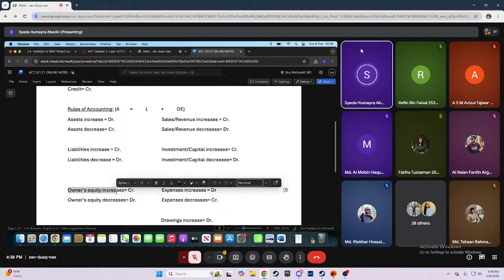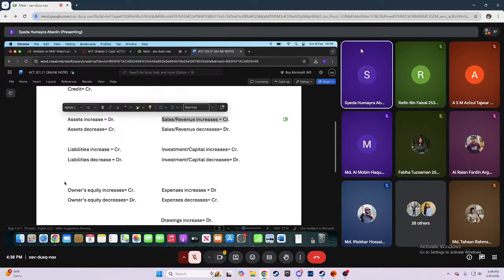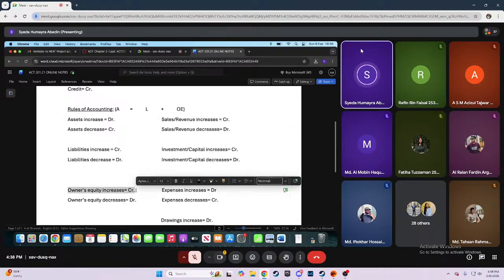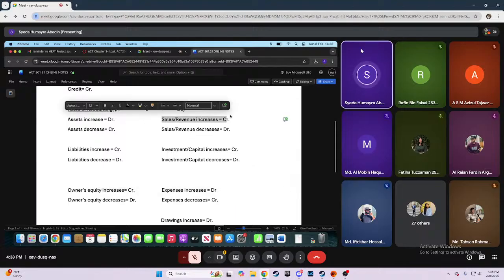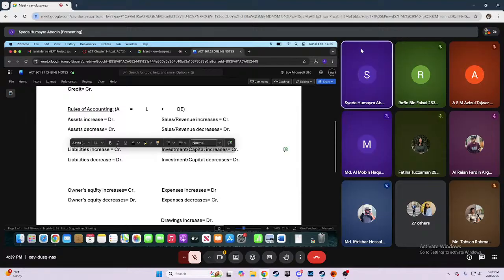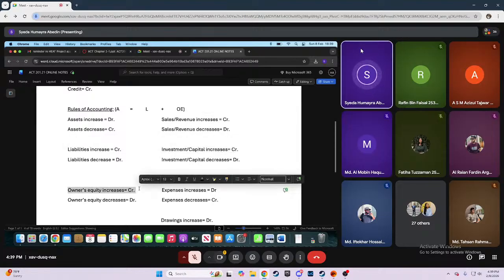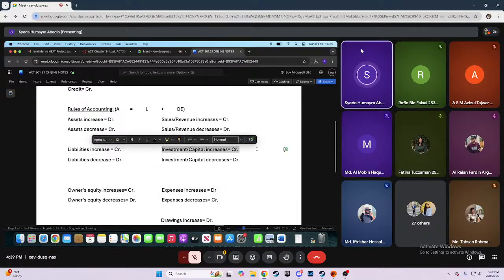Okay? Now, remember last class we discussed the two items that increase owner's equity are sales and capital. So that is why, see, sales increasing and owner's equity increasing, they both mean the same thing. That's why they're both going on the credit side. Similarly, investment increasing and owner's equity increasing, they also mean the same thing. That is why when these two increase, they go to the same side, the credit side.